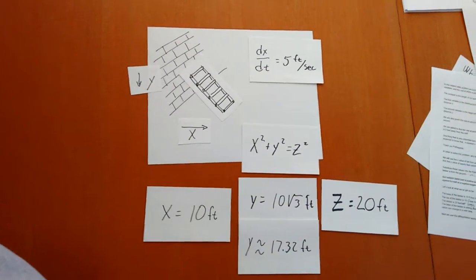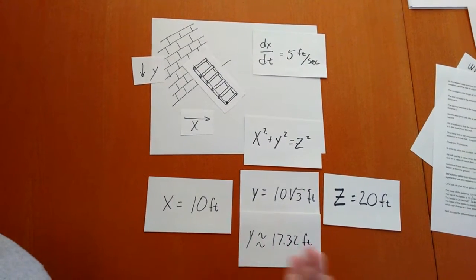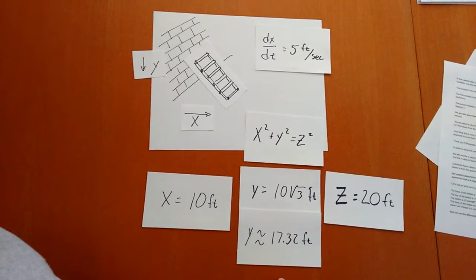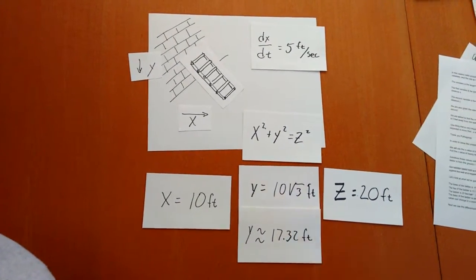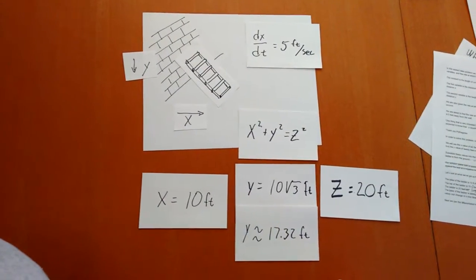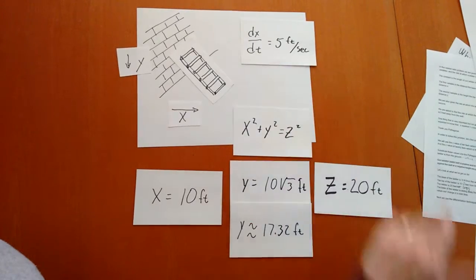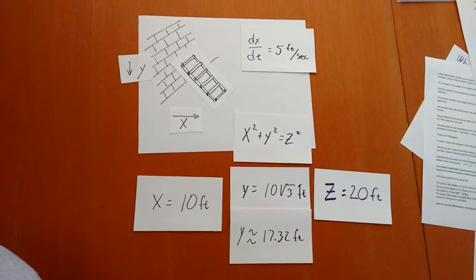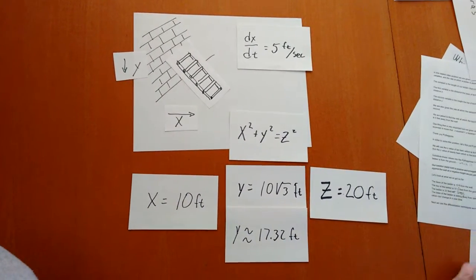Let's look at what we've got so far. The base of the ladder is 10 feet from the wall. The top of the ladder is 10 square root 3 feet from the ground. The ladder is 20 feet long. The base of the ladder is sliding away from the wall at a rate of 5 feet per second. This is our dx over dt value, or our change in x over time.